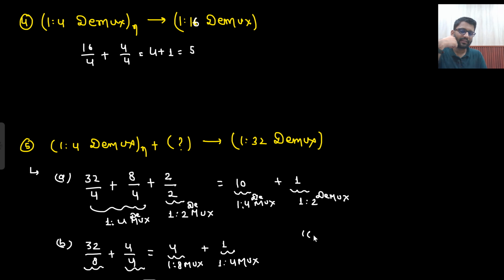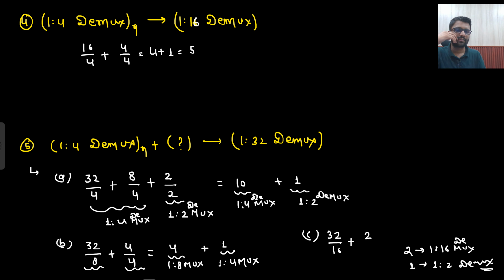If I try by 16, so here I will get 2. So this I cannot try because I need at least 1:4 demux. Do you understand the problem? In the problem I am saying that I need 1:4 demux. I can implement my 1:32 demux like this, that I will use 2 1:16 demux and I will use 1 1:2 demux. Yes, I can certainly implement like this. But in the question it is asking that you need to use at least 1:4 demux.